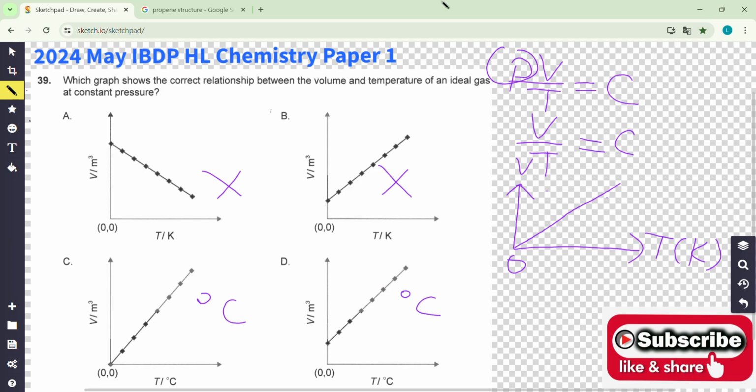It means they move the volume axis to here, right? In degrees Celsius, okay, 273 K is 0, right? Yes, if you use temperature in degrees Celsius as the unit, then the graph will be like this, okay? This one has a positive y-intercept, still a straight line.